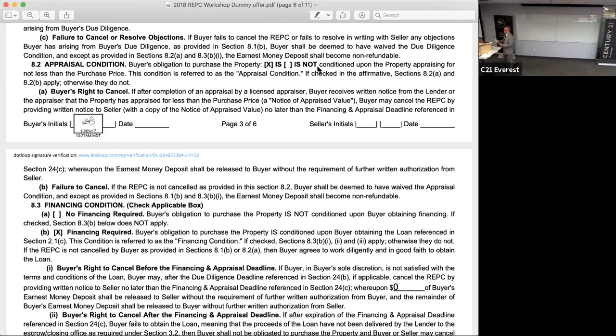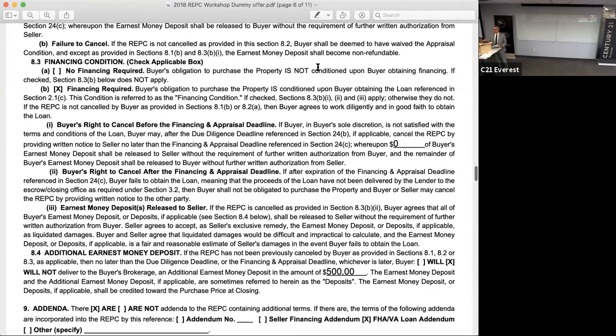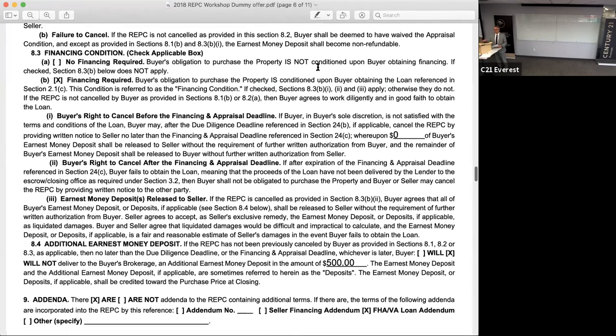All right, next page then. Section 8.3. Any concerns in 8.3? Nope. Okay. So yeah, financing is required. So we check that box. Obviously, if it was cash, you would do the no financing required.